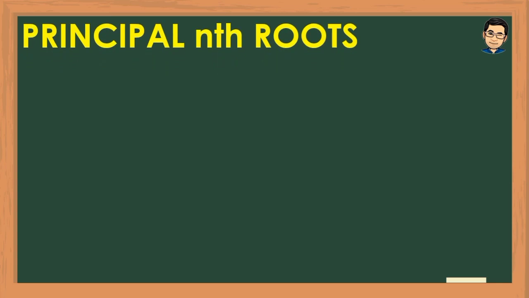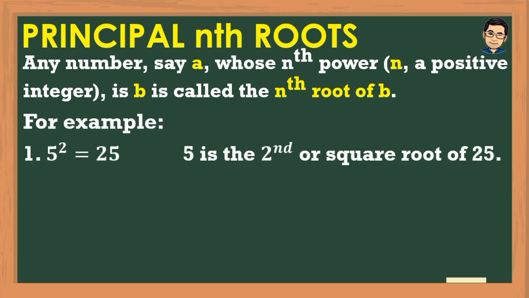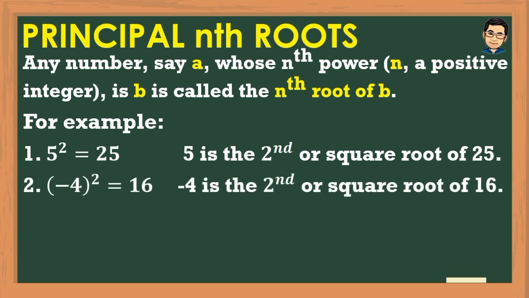We also have principal nth roots. Any number, say A, whose nth power, wherein n is a positive integer, is B, is called the nth root of B. Para mas maintindihan nyo yung principal nth roots, let's have examples. Number 1, 5 squared or 5 raised to the second power is equal to 25, wherein 5 is the second or square root of 25. Then we also have negative 4 squared is equal to 16. So negative 4 times negative 4 is positive 16. So negative 4 is the second or square root of 16.